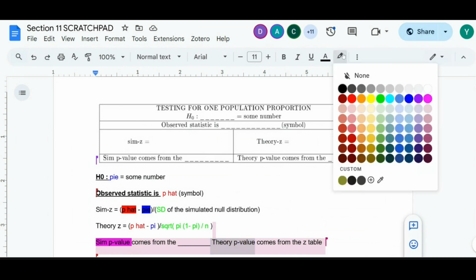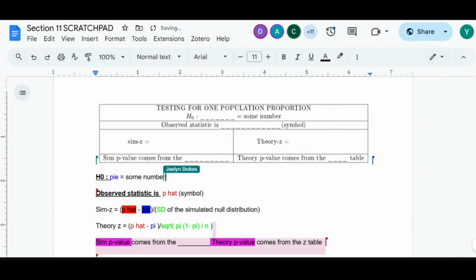I've actually had students, right, who don't know this. We spent the first class talking about the Z table, but it's evaporated already. So yes, theory p-values come from the Z table. Why is it called the Z table? Because you calculate a Z statistic. You get the statistic, then you go see the table. Now, simulation p-values is a bit more abstract.